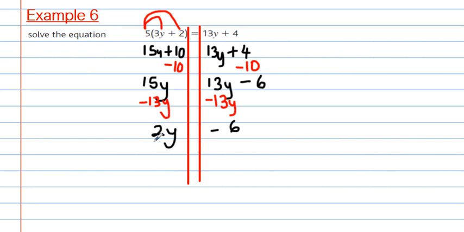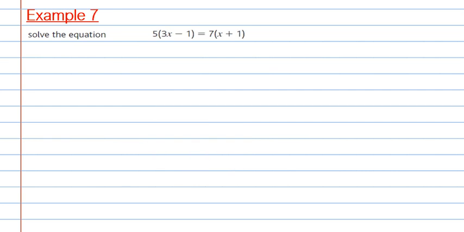I divide by the coefficient of y. Then I tidy finally. So I'll have y equals minus 3. Hope that makes sense. I've used different colors to see what we are getting rid of and when we are tidying up. Okay. And our last example, in this case, we have brackets on both sides.